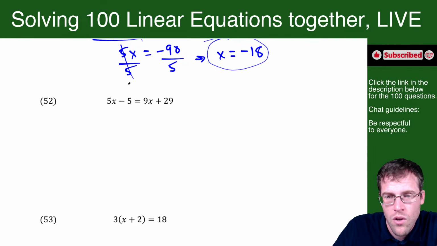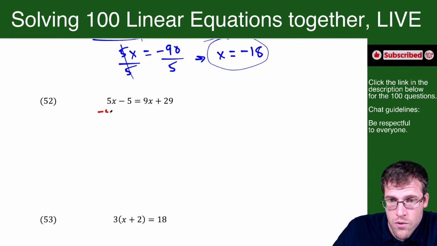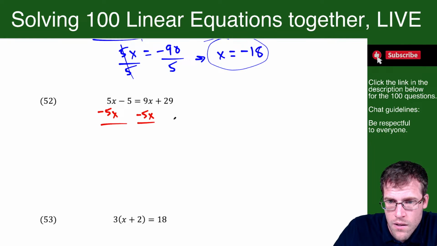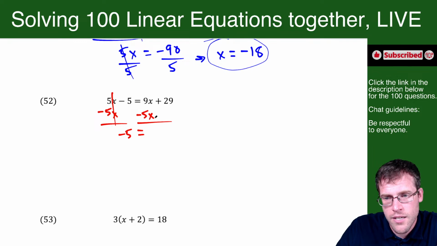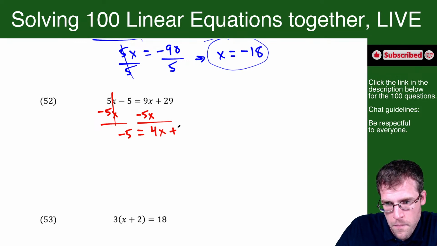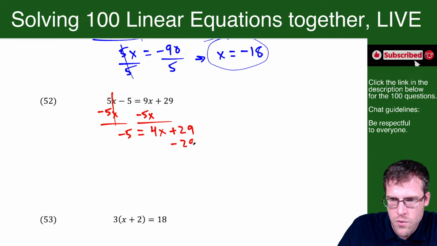52. 5x minus 5 equals 9x plus 29. So this one, why not go this way? We'll go minus 5x. This is gone. And now minus 5 equals 9x minus 5x is 4x plus 29. And now we'll go minus 29 on both sides.